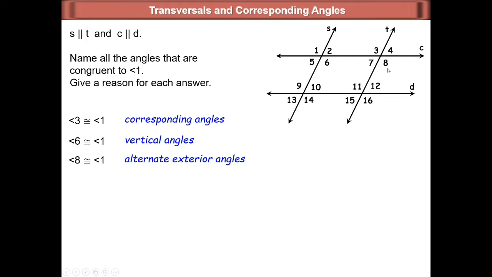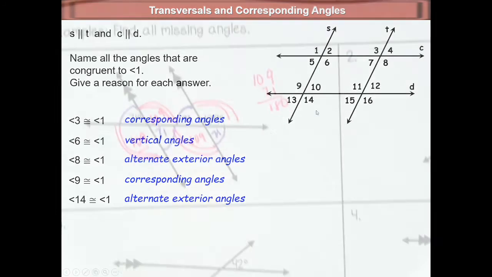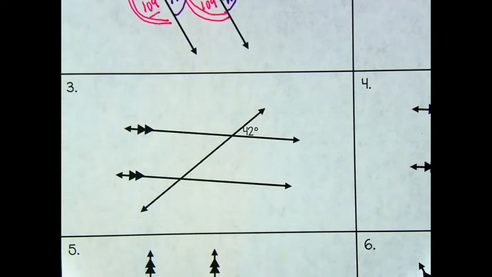But please note that 8 is also vertical with 3, and 8 is corresponding with 6. There is often more than one way to get to the answer we need. Angle 9 will be corresponding. Angle 14 is going to be alternate exterior. Look at example 3. I can see that this only has one measurement.